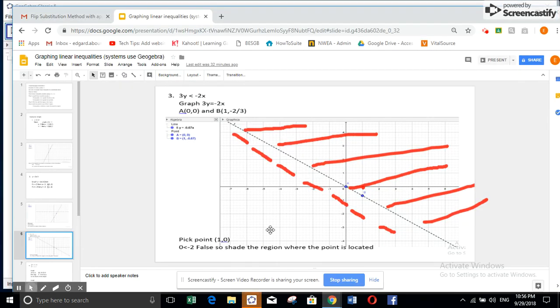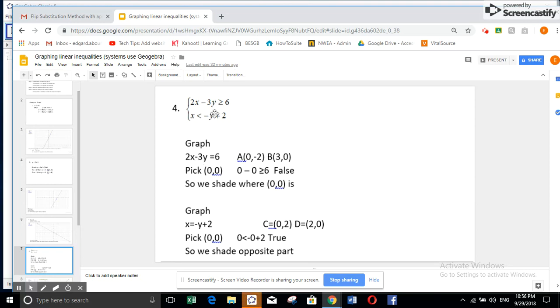This was the first part. In the second part now, we're going to start with systems of equations, and you're going to see why I have picked the unshaded part as the accepted region, and the shaded part as the false region.